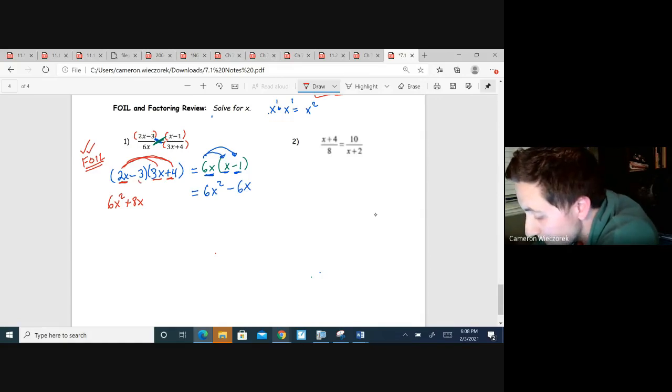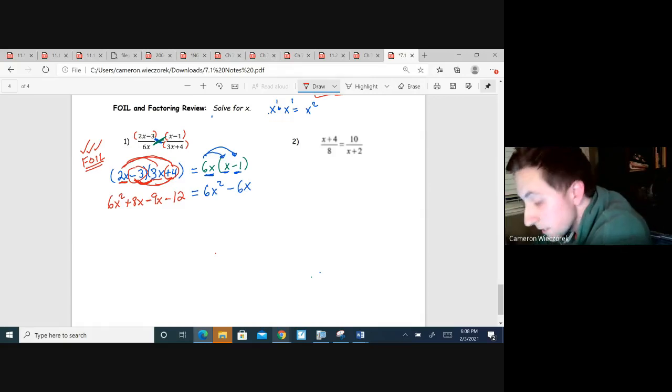I'm going to multiply the inner terms together. Negative 3, since I see a sign to the left of it. Negative 3 times 3x would be minus 9x. Check. And then L stands for last. Negative 3 times positive 4 would be negative 12. So I'm multiplying all the pieces together, and then I'm adding up the results.